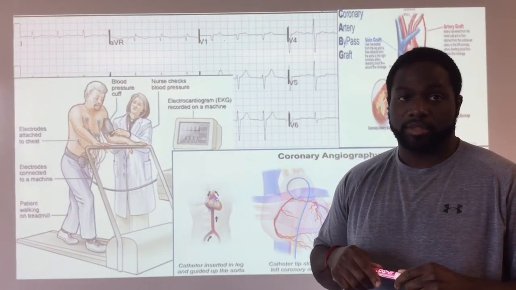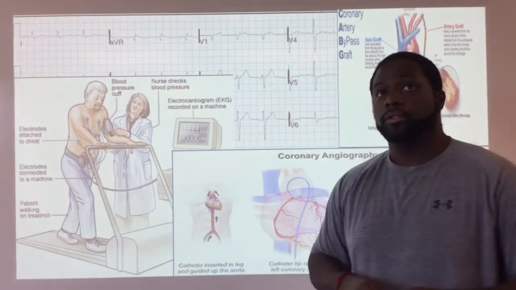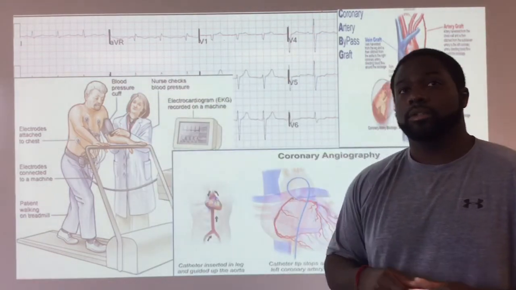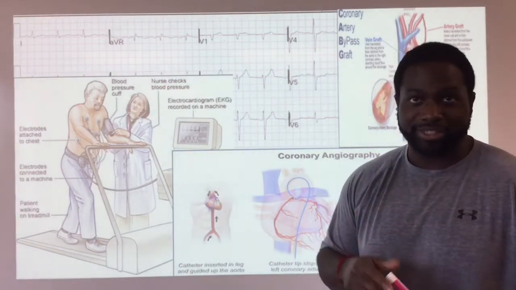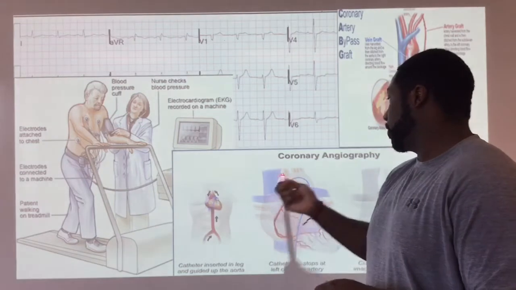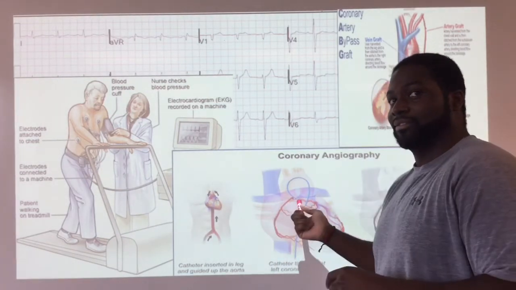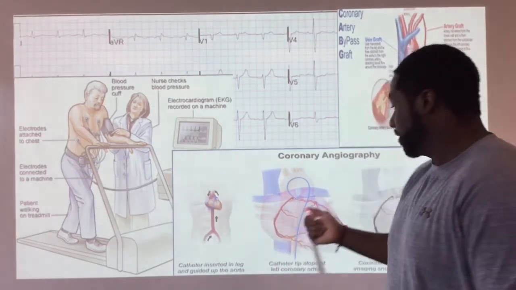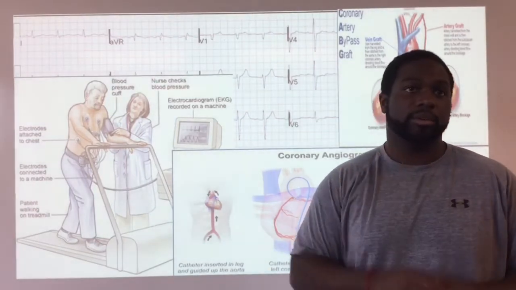So how is CABG diagnosed? Well, there are several ways. You can do a stress test. You can do an ECG, which is for heart abnormalities. You can also do an echocardiogram, which is a recording of electrical activity of the heart, and a coronary angiography. And that's the most accurate test.